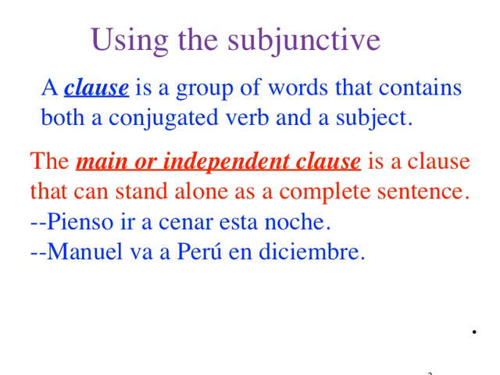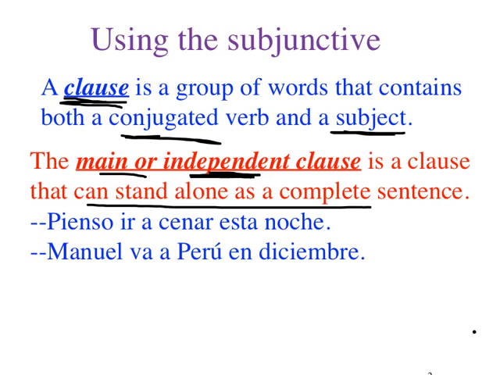The one thing you need to remember is that the subjunctive sentence is divided into two clauses. And here we have what a clause is: a group of words that contain both a conjugated verb and a subject. So our first clause in setting up the subjunctive is the main clause or the independent clause. And we call it independent because it can stand alone as a complete sentence.